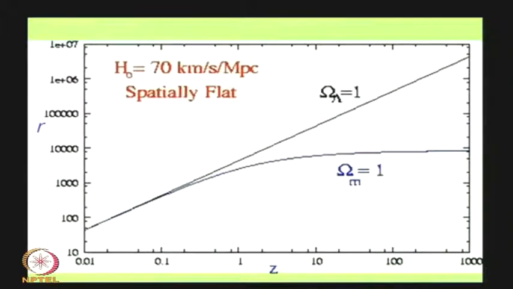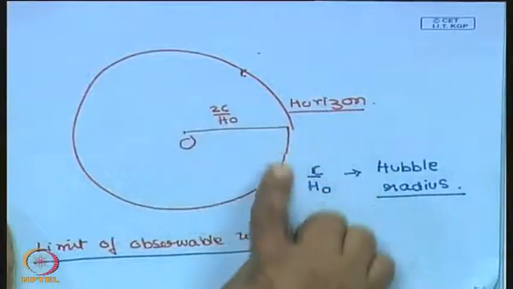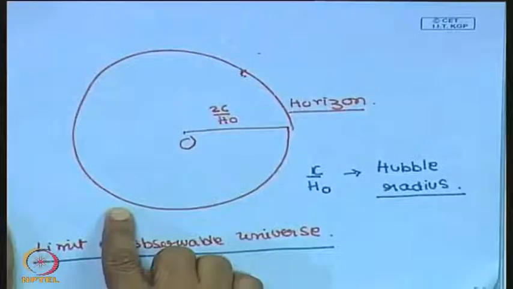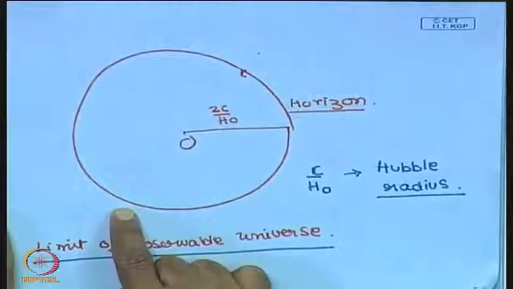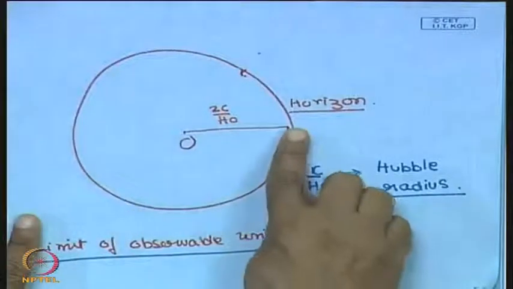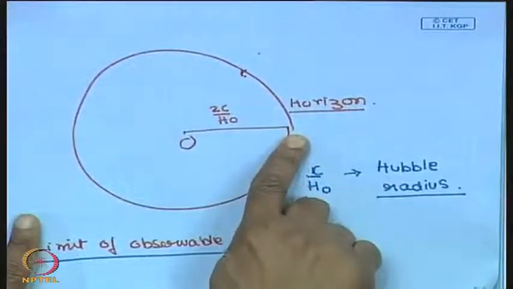Okay. And we had also discussed the implication of this. This implies that redshift infinity corresponds to a finite distance. That finite distance is the horizon, that is the furthest distance that we can observe at present. A photon which was emitted at the Big Bang from this surface will reach us now.